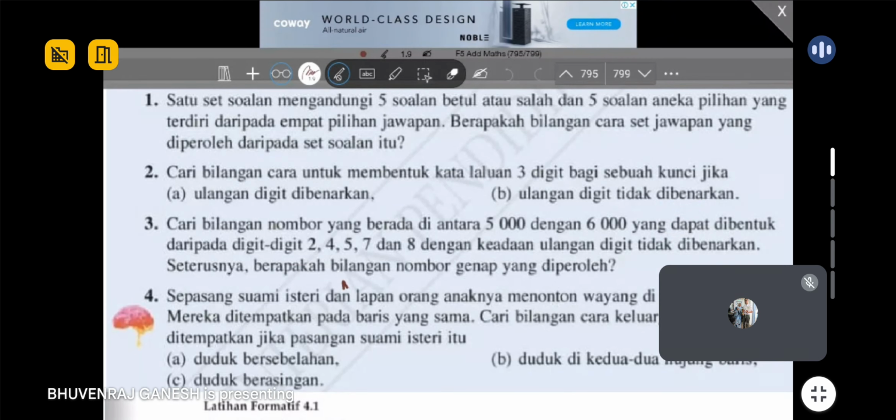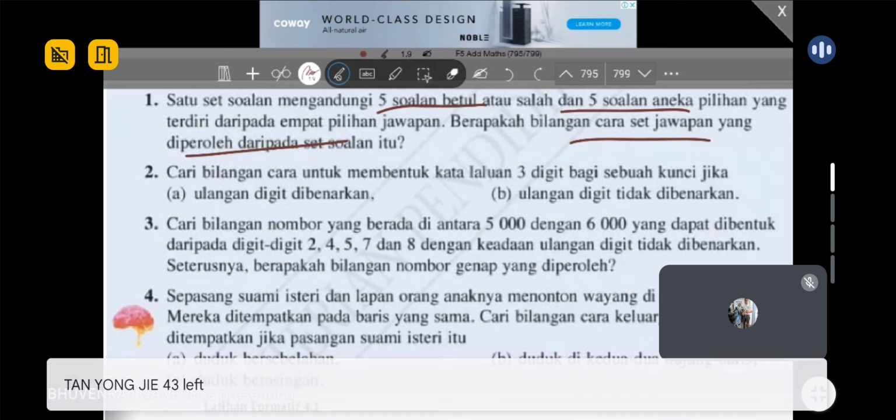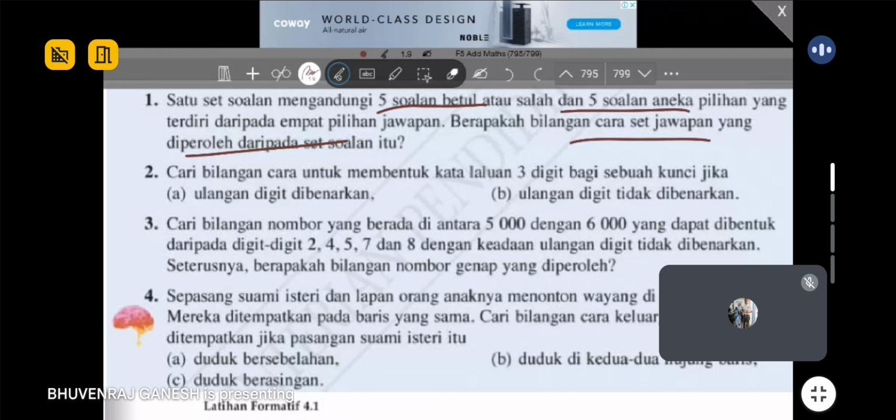Okay, so for this question, number 1, they say that a set of questions got 5 true or false and 5 multiple choice questions with 4 answer options. So how many ways can I get the answer? Can you all try and see? So basically over here, you must use one rule. So what is that rule? Do you all remember? Anyone? Yes, multiplication rule, guys.